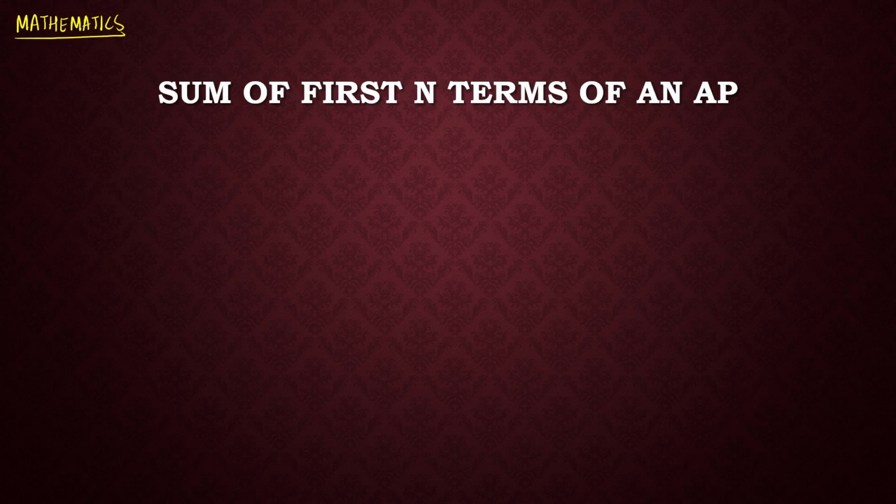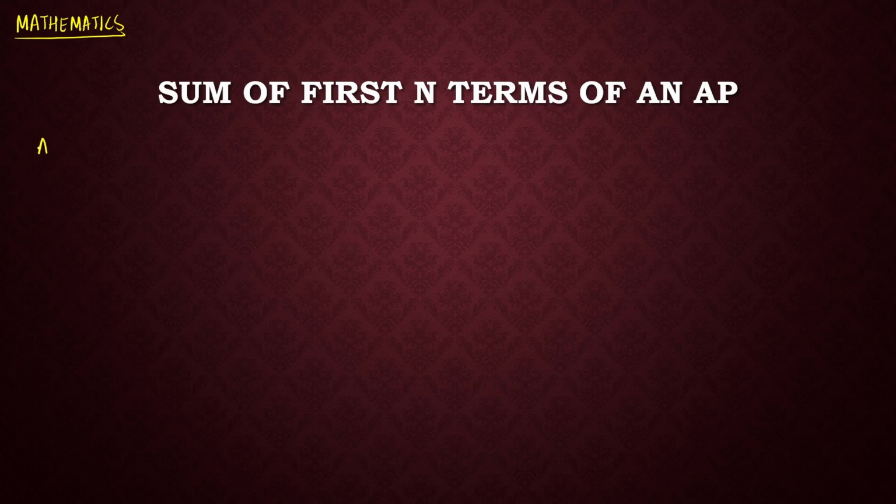Hello everyone, let's start Class 10 first chapter mathematics, arithmetic progression part 3. The topic of today's class is the sum of first n terms of an AP. So what do we mean by the sum of first n terms of an AP?